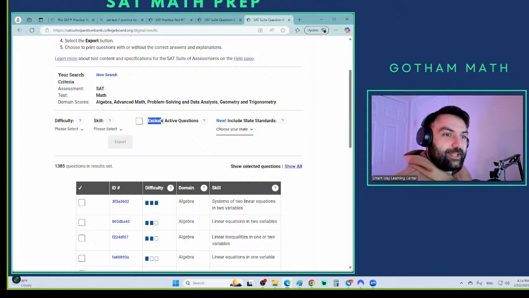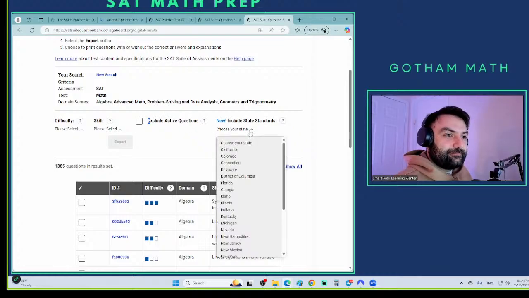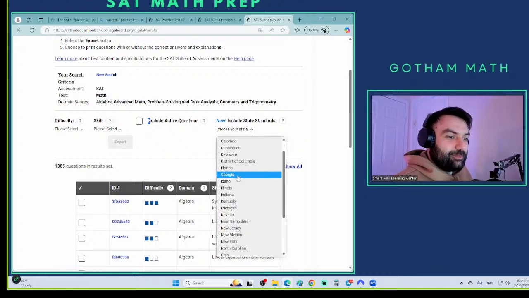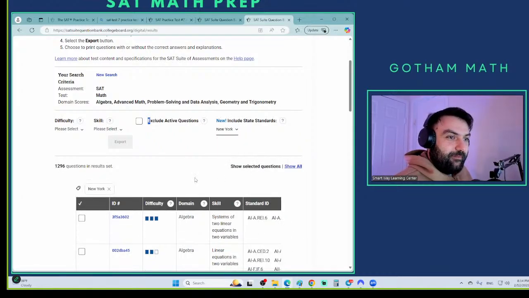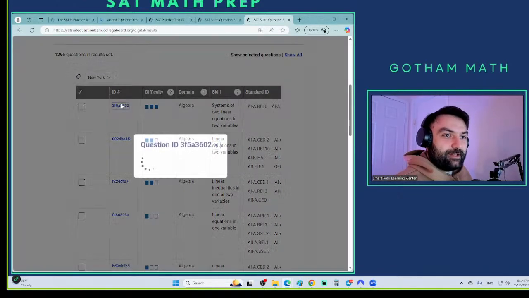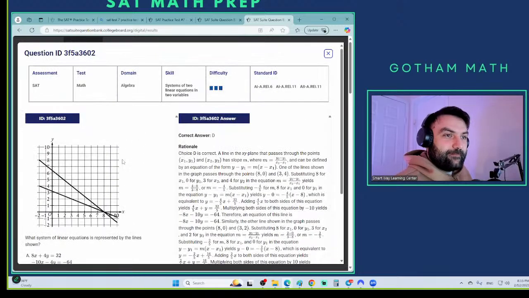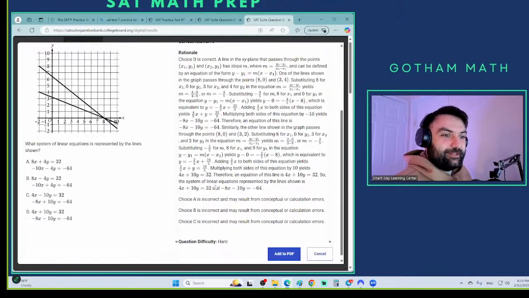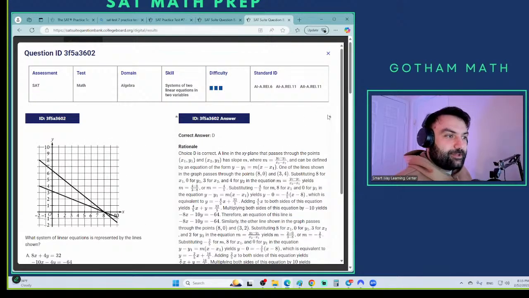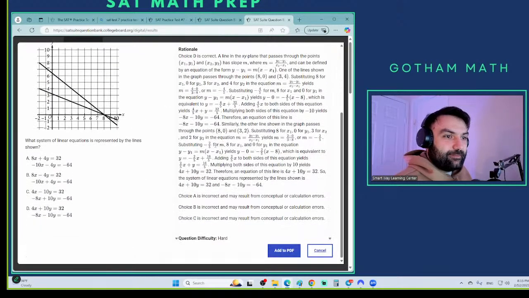Oh, look at this. What is active questions? That's interesting. It says exclude active questions. Hmm. Include state standards. So we can go to New York. I don't know. Maybe we don't need that. Hold on. Let's see this. There's a question and the answer. How can we have just the question? Can I not look at the answer? Hmm.